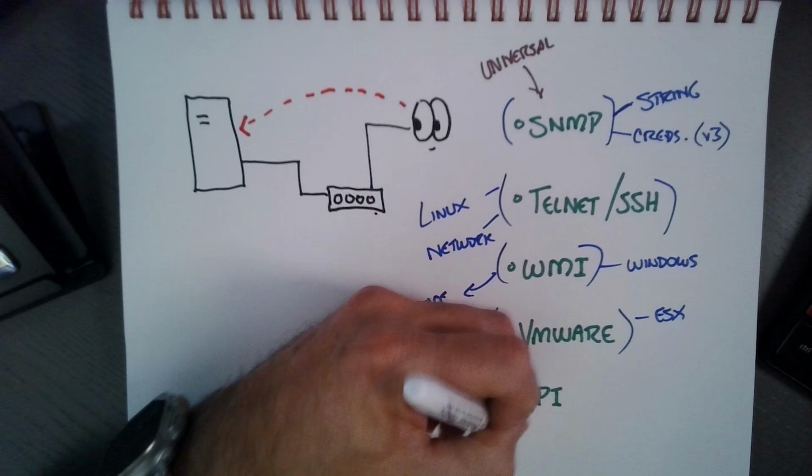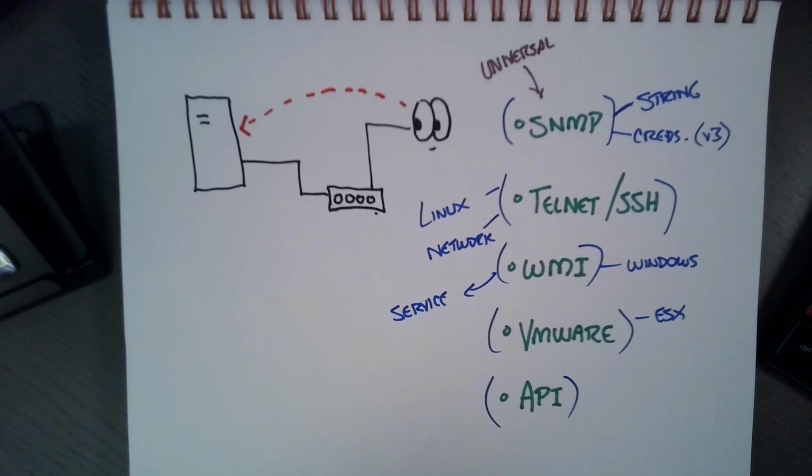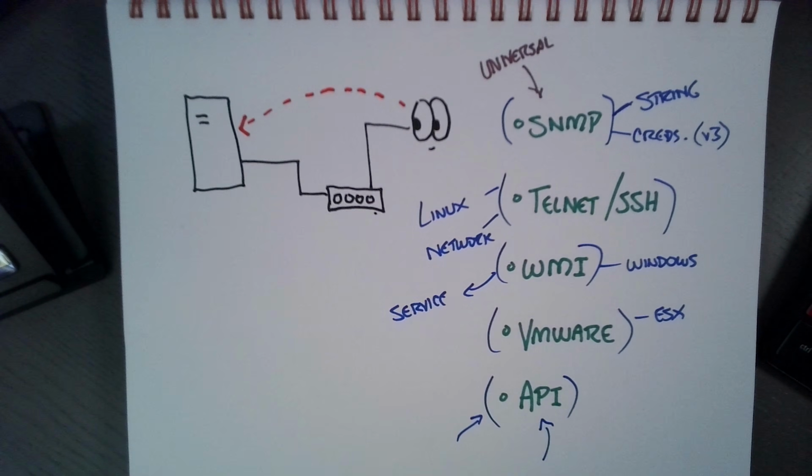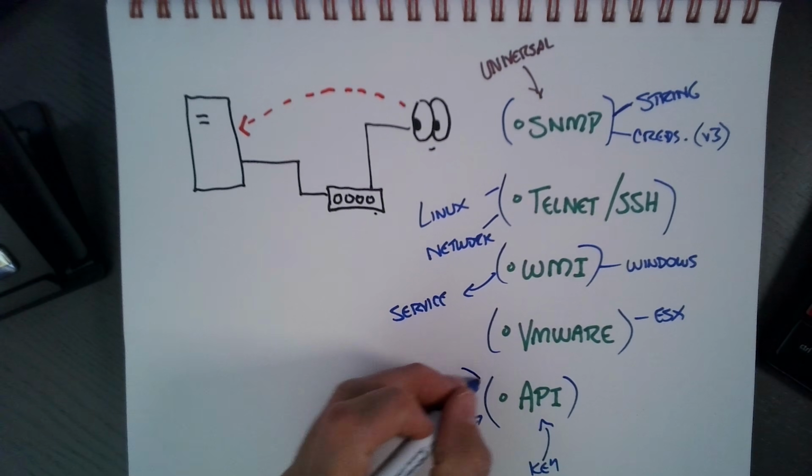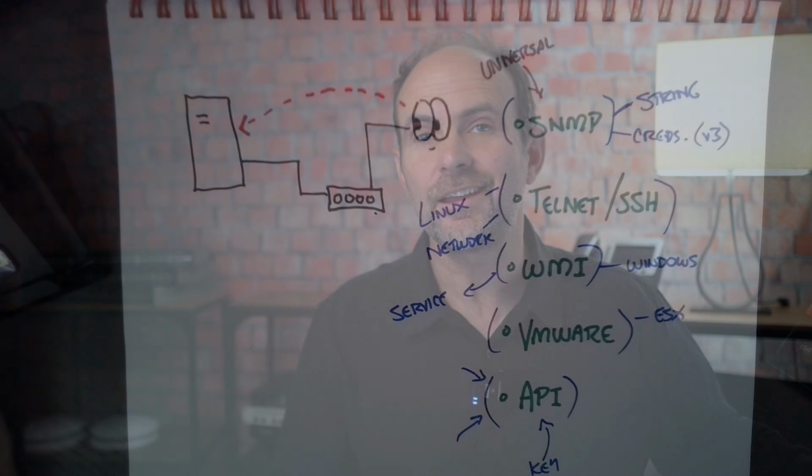The last one is the newest one to the bunch, and that is API, Application Programming Interface. API is the universal language of love that allows everything to talk to everything. It is used for way more than monitoring, but if you have an API key and the device supports being controlled by API, this can allow you to do just about anything from Auvik.